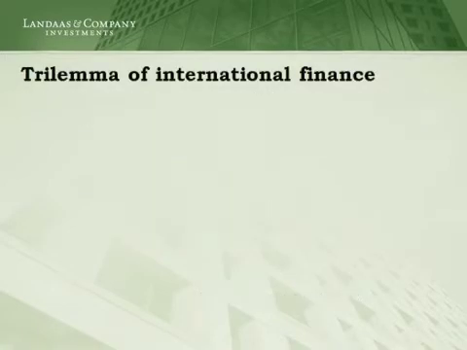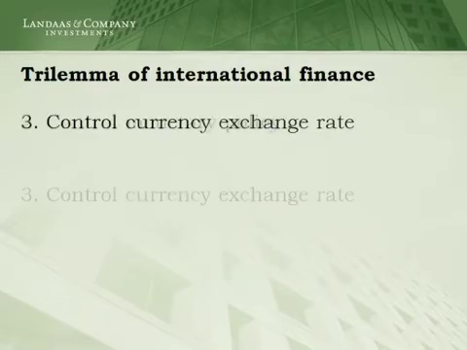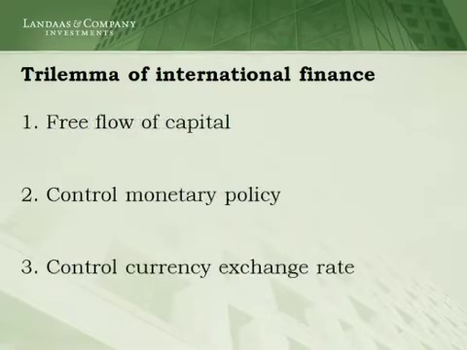What Mundell showed was that every country or trading bloc like the euro wants to control their currency, they want to control their monetary policy, and they want to allow free flow of capital in and out of the country. What Mundell showed is that nobody ever gets all three. That at best you're going to get 2 out of 3. But if you get 2 out of 3, you're going to beat the pants off of folks that only get 1 out of 3 or they have none out of 3.